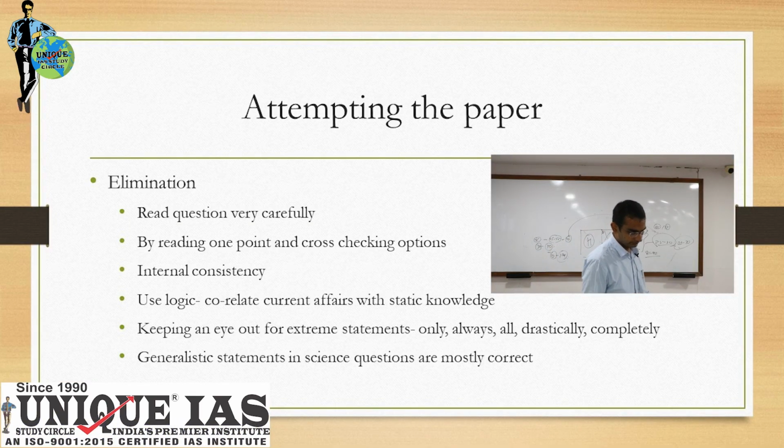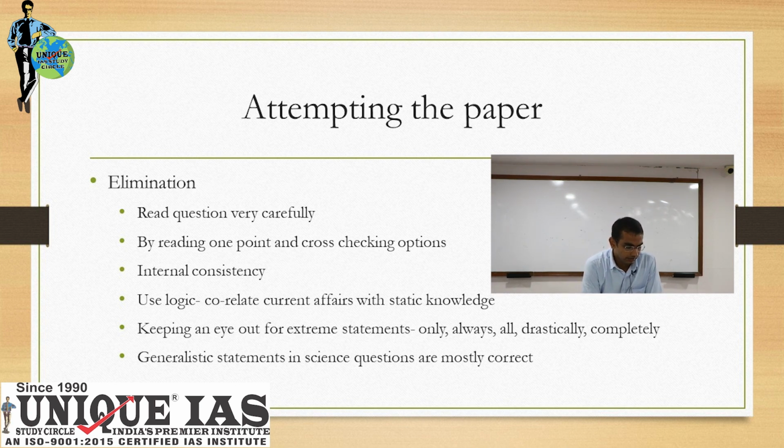Elimination is a very important technique that you have to develop, and that is what will enable you to get from 55 questions to 85 questions. Now, how do you do the elimination? First of all, you read the question very carefully. If there is something that is tricky, it should immediately attract your attention. How do you do it? By reading one point and cross-checking the options.